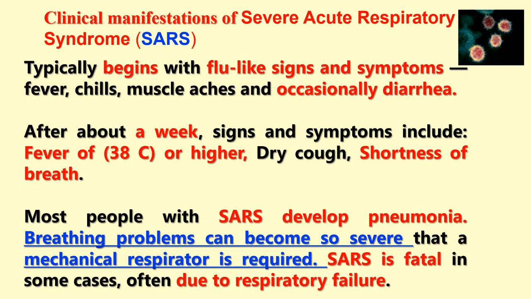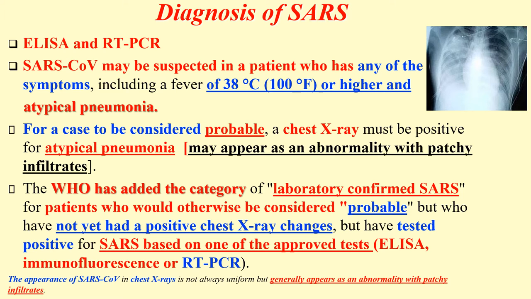Now, if we look at the diagnosis of the SARS virus in the laboratory, as recommended by the Centers for Disease Control, or CDC, diagnosis of the SARS virus is by ELISA and by real-time polymerase chain reaction, or RT-PCR. For doctors or physicians, infection with the SARS virus, or SARS-CoV, is suspected if the patient comes to the doctor with a fever of 38 degrees centigrade or more, and the patient has atypical pneumonia. The WHO has considered using a term we call probable.